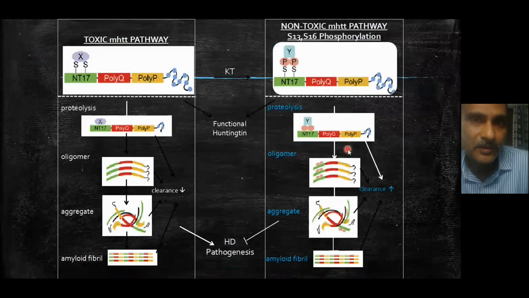And overall, this is the model. In the normal case, there is an aggregation pathway which is followed. This is the condition when serines 13 and 16 are not phosphorylated. But if we are able to phosphorylate these sites, then we can have less aggregated protein and more soluble protein, and we can also inhibit HD, or Huntington's disease, pathogenesis. So that is our current line of work.